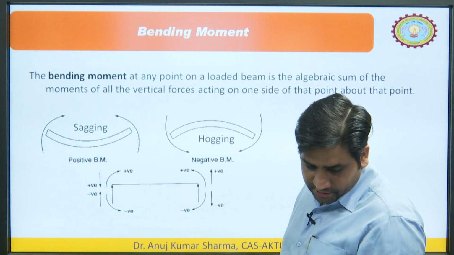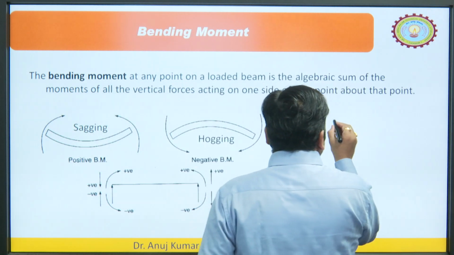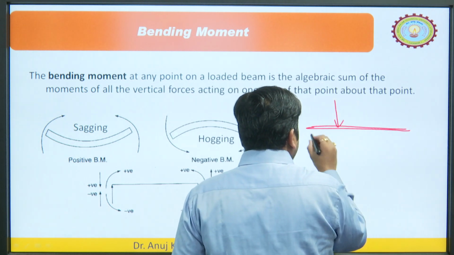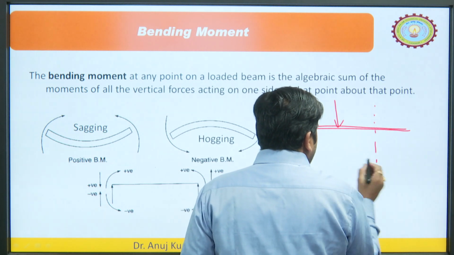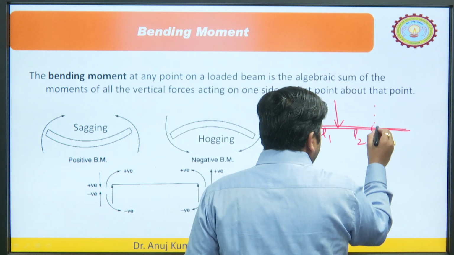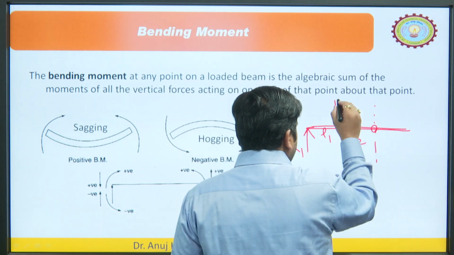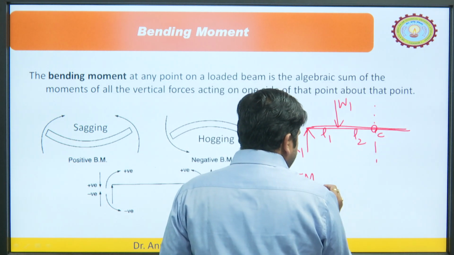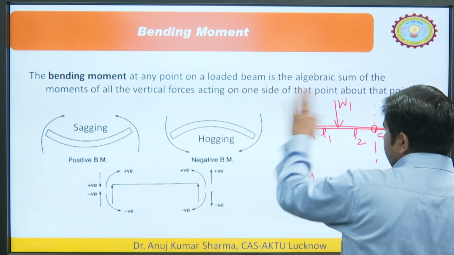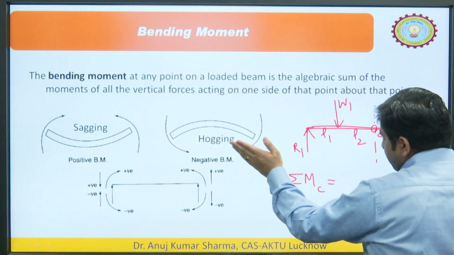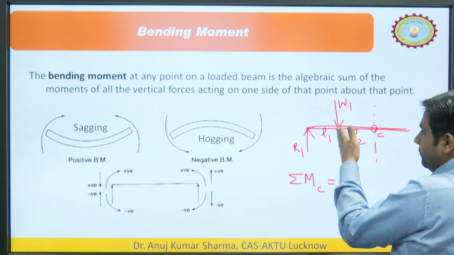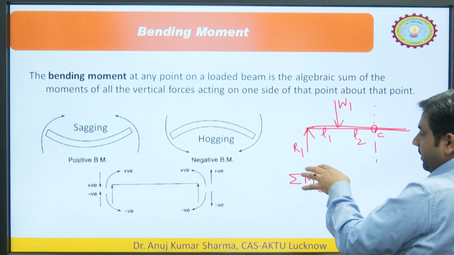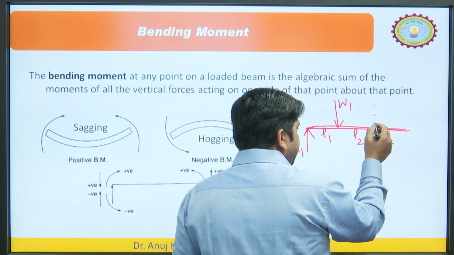Understood? Similarly, for the bending moment, we will consider it like this. If this is the beam and two forces are acting on the left side of any point, and we know the distance of these forces from this point, let us say this is R1, this is W1. So, we write sigma M about, let us say this point is C. We will always see the left side, calculate the moment of all the forces which are acting on the left side, and add them algebraically. You will get the overall bending moment at this particular point.